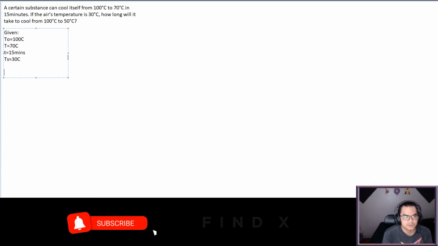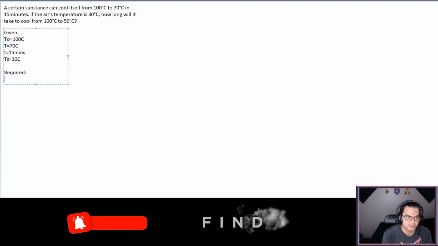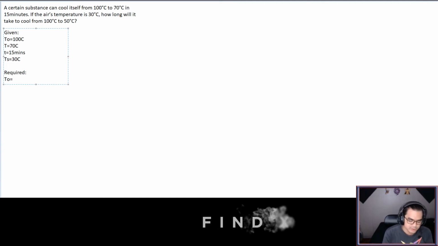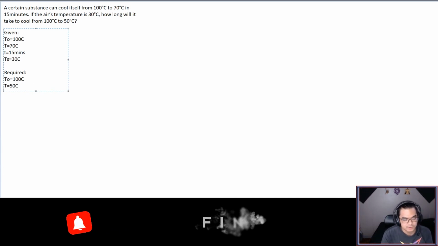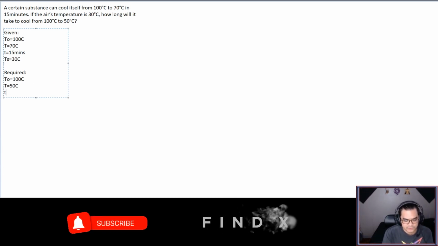How long will it be? So we are required to find how long it will take to cool from 100 to 50. For the second condition, your initial temperature must be 100 C and your final temperature is 50 C. We are asked to find the time. So how long will it take? This must be in minutes.